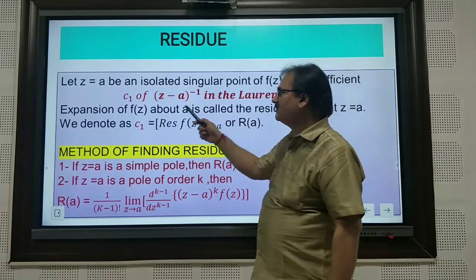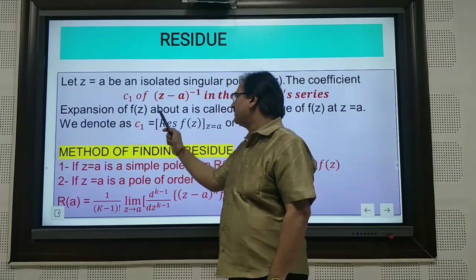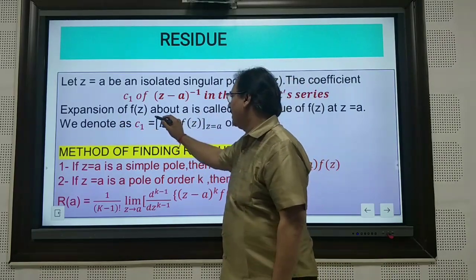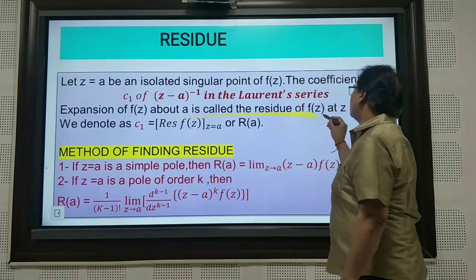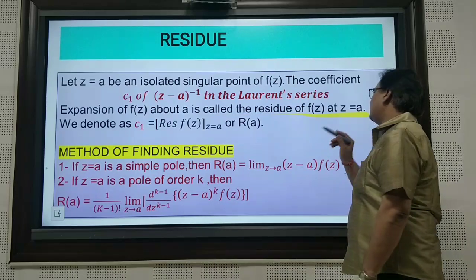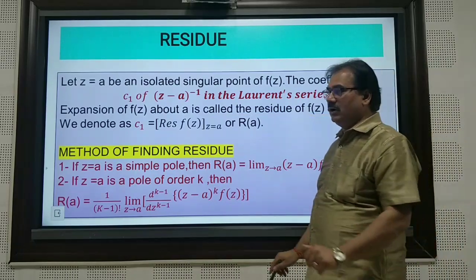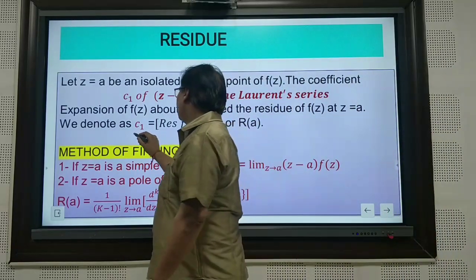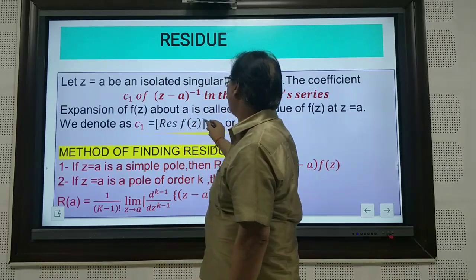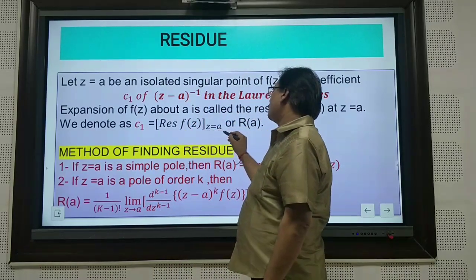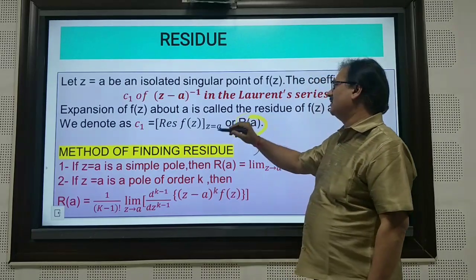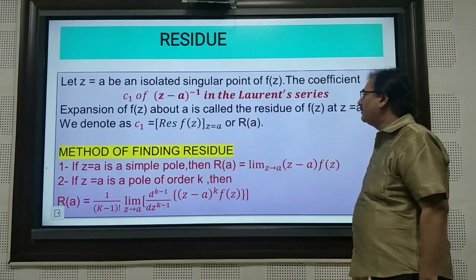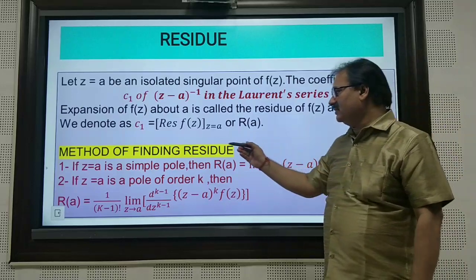What is the meaning of Laurent series? The expansion of f(z) about A, mind it, the coefficient of (Z minus A) to the power minus 1 in the expansion of f(z) about A is called the residue of f(z) at Z is equal to A, and we denote this as C1 is equal to the residue of f(z) at Z is equal to A, or R_A. This stands for the residue at A.